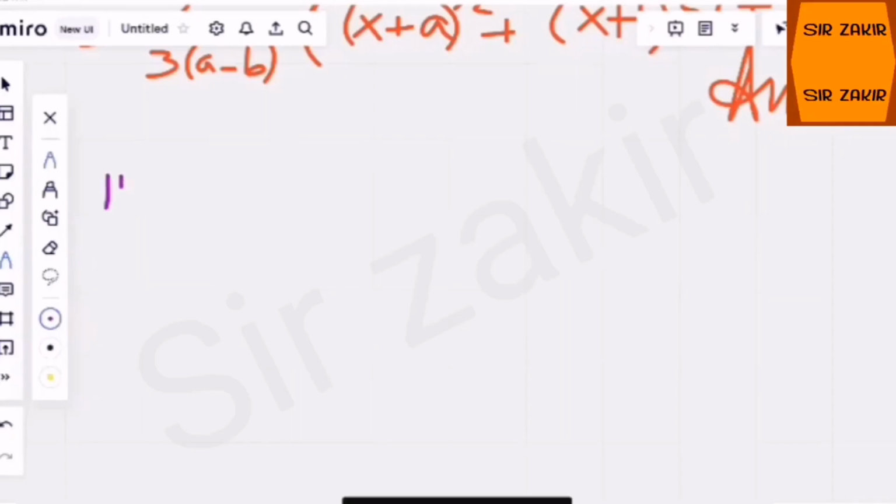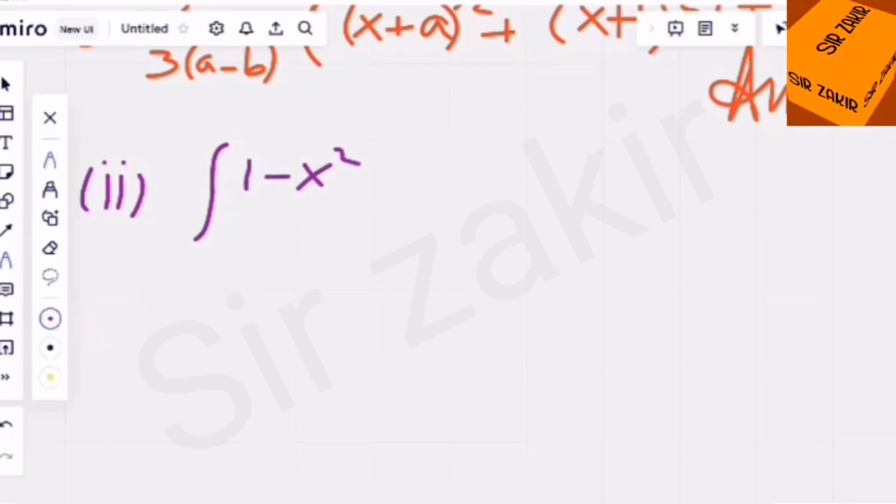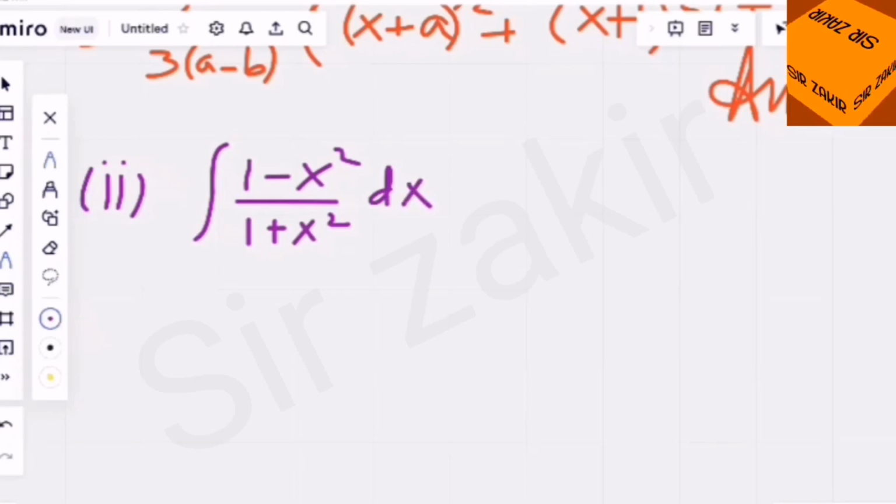Now we move on to another part. Part number 2: integration of 1 minus x square over 1 plus x square, dx. This is an improper rational fraction. The improper rational fraction case tells us to divide first.